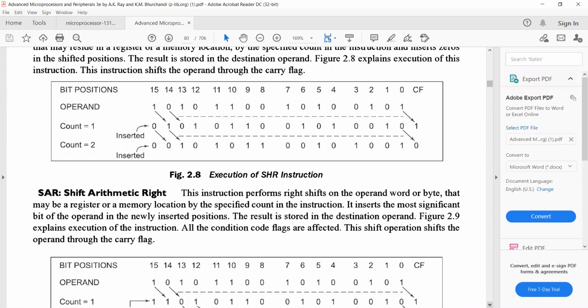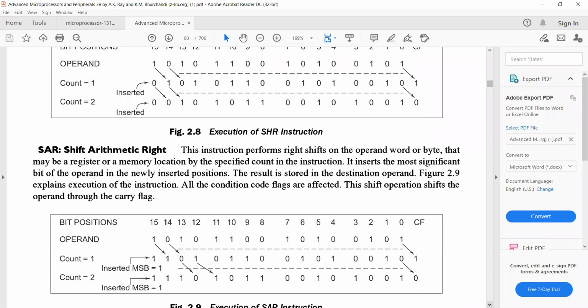Next, shift arithmetic right. Here, shift logical left and shift arithmetic left are both the same, but shift logical right and shift arithmetic right are different. What does that difference mean? In the shift logical right, in the MSB place, which was vacant, we inserted 0. But in the shift arithmetic right, in the MSB place, we insert 1. That is the only difference.